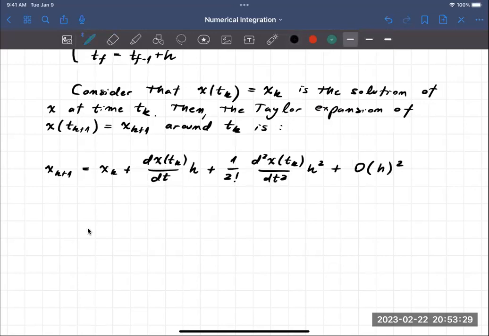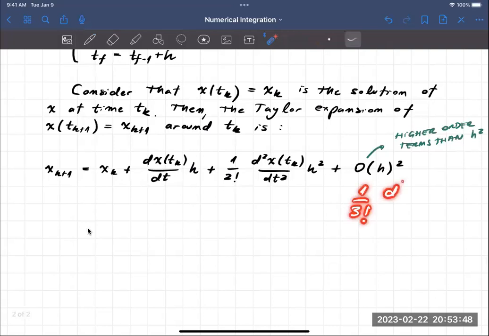That's what this thing means. Higher order terms than h squared. So here, of course, we're going to have 1 over 3 factorial, the third derivative of x evaluated at tk times h cubed, and so on, h to the 4th, and so on. We're going to have multiple values.